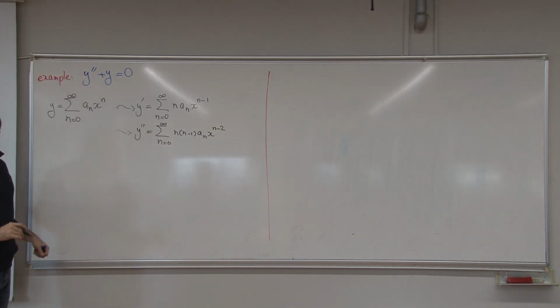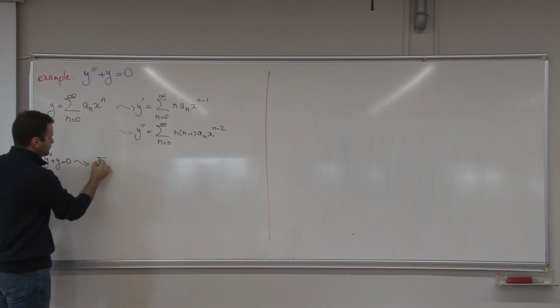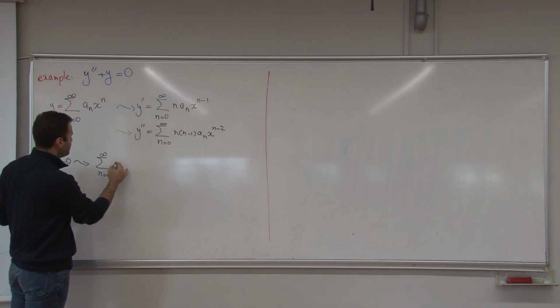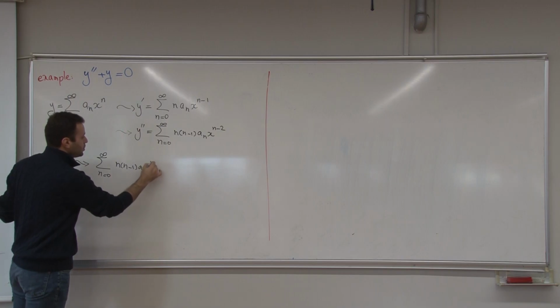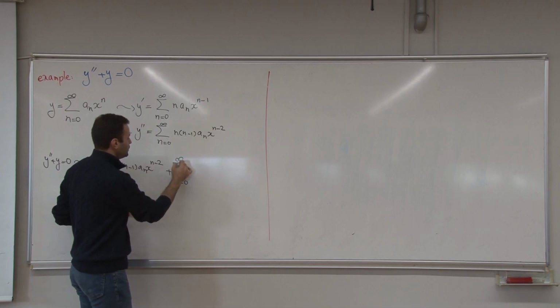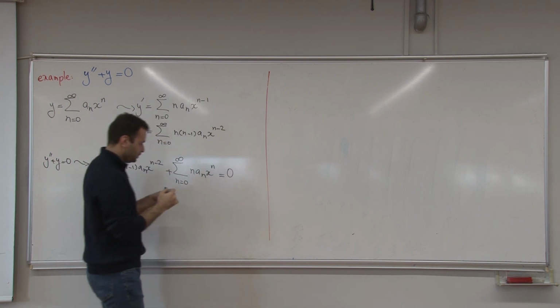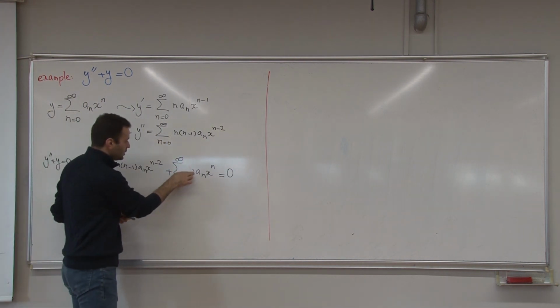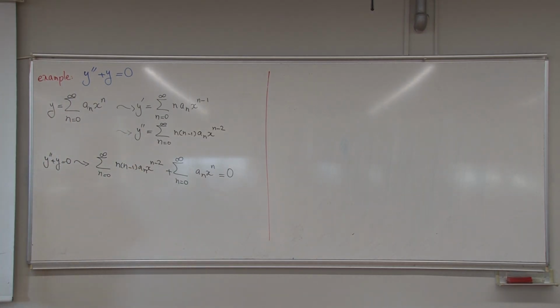Let's replace it in the equation. If you replace it in the equation, what are we going to get? y double prime plus y equal to 0. Then the sum from n equals 0 up to infinity of n times n minus 1, a n x to the power of n minus 2, plus the sum from n equals 0 up to infinity of a n x to the power of n, equal to 0. No, just a n, because I'm writing my functions, okay?